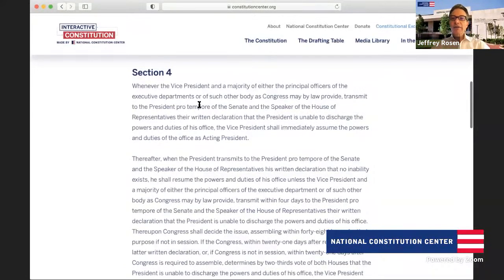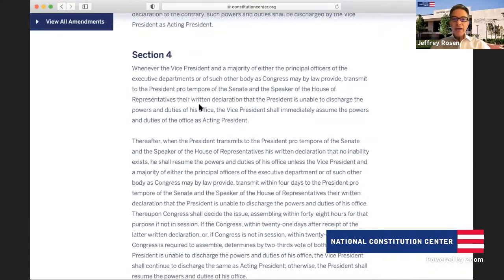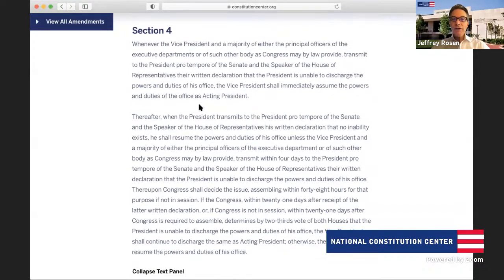If the vice president and the majority of the cabinet send another message, there are a lot of messages here, and say, we don't think he's up for taking the job up again, then Congress shall decide the issue, assembling within 48 hours, and Congress by a 2/3 vote. If they decide, both houses, that the president can't discharge his office, then the vice president continues to be acting president. So it's a really high bar that's set for the vice president to be able to continue to serve as acting president over the president's objections. It would take a majority of the cabinet and 2/3 of both houses of Congress.